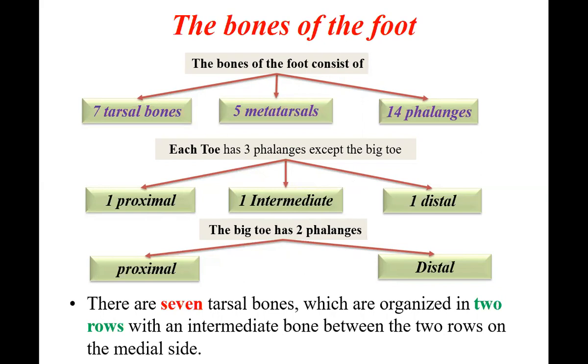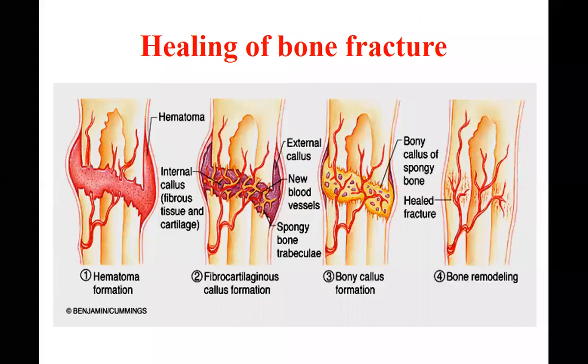So there are seven tarsal bones which are organized in two rows with an intermediate bone between the two rows on the medial side. So the tarsal bones, just like in the case of the hand, the carpal bones are arranged in two rows. Similarly, there are two rows in the case of the foot where the seven tarsal bones are arranged. The only change is there are eight carpal bones, but here there are only seven tarsal bones. So these are the bones.